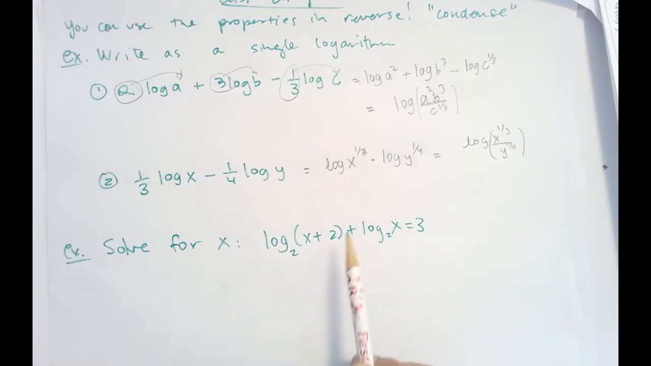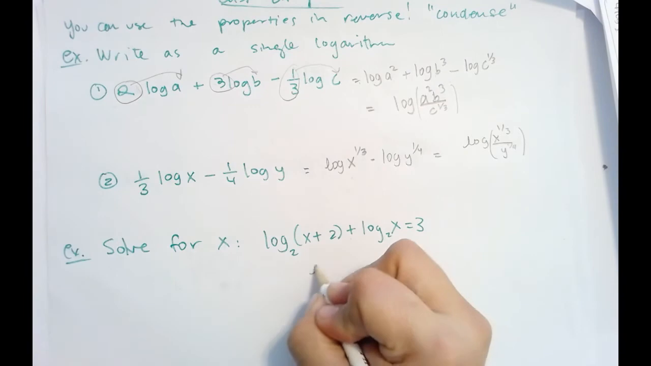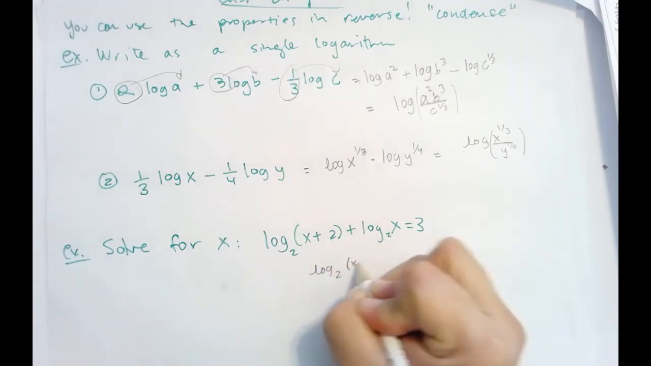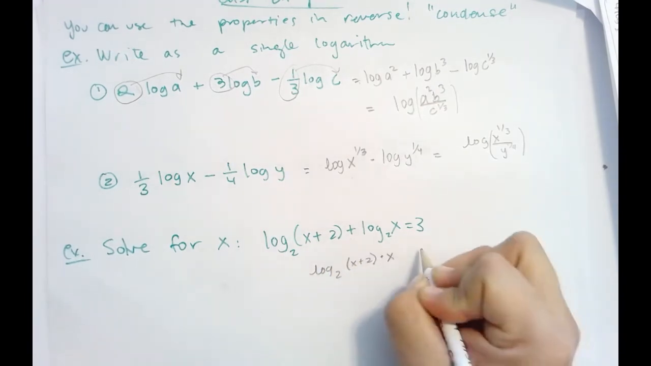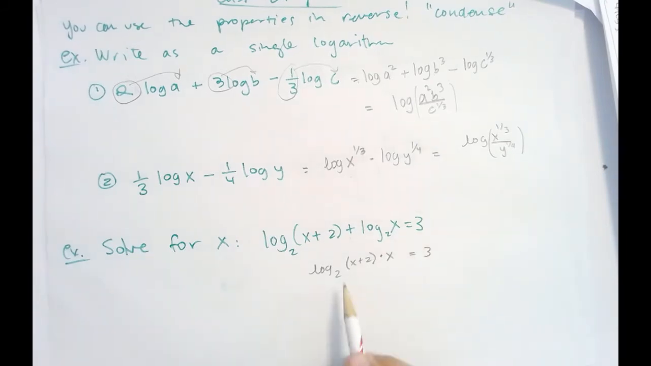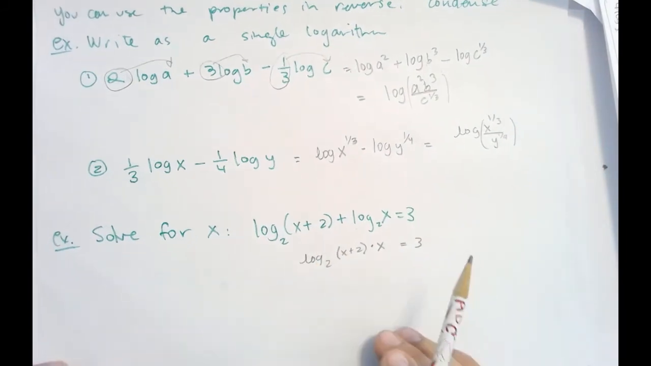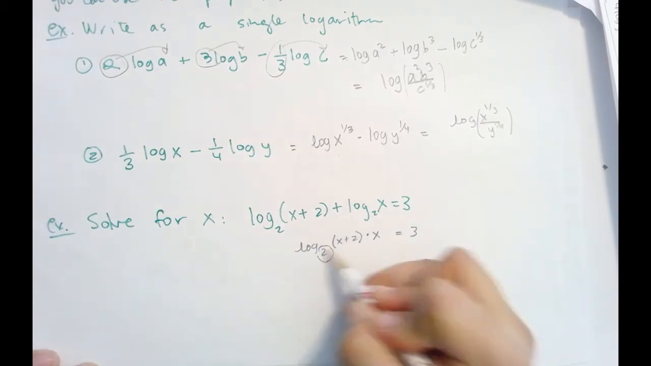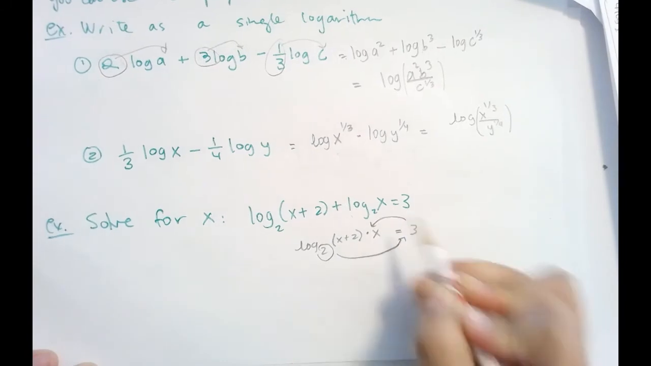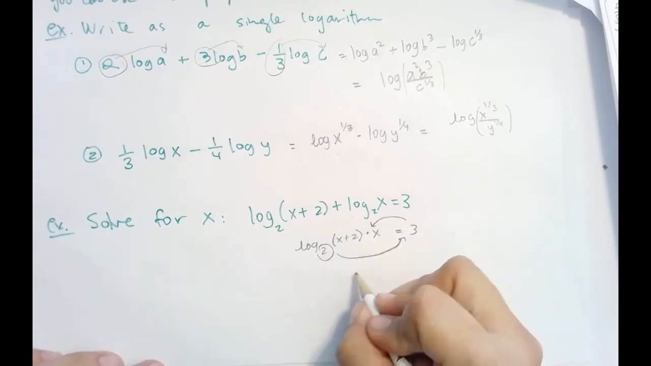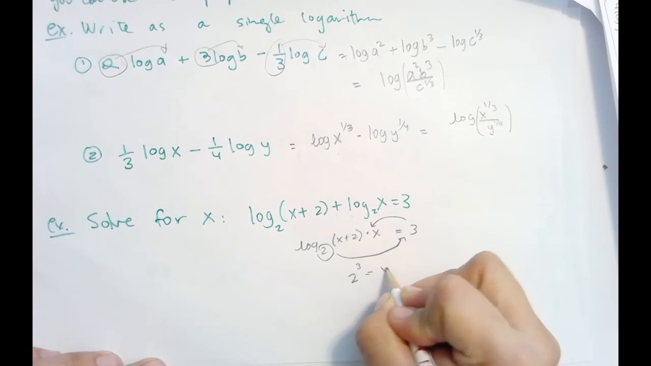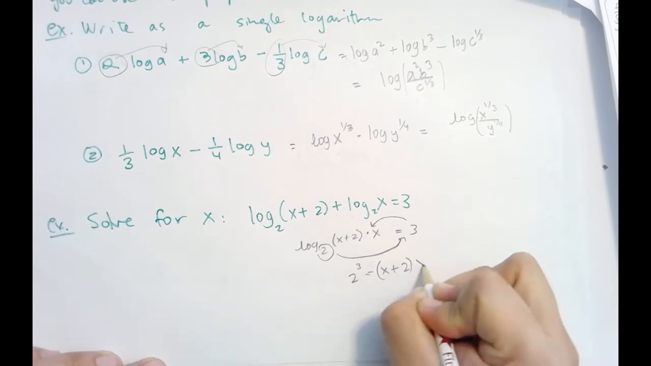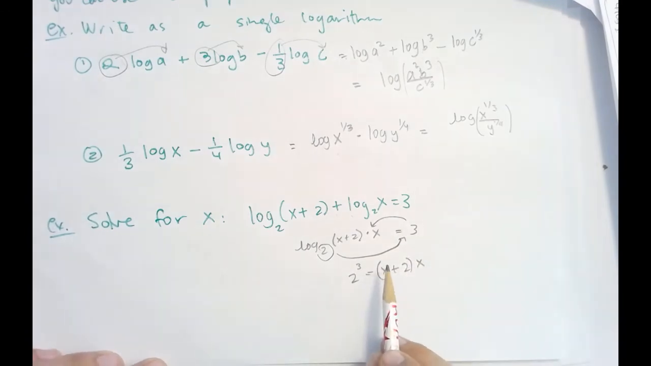And let's do that. Since this is a plus, we can rewrite this as log base 2 of x plus 2 times x, and that's equal to 3. So we condense this log. But now, how do we get x by itself? Well, if you recall from the beginning of 9.3, we can rewrite any logarithm in exponential form. So this is base 2 raised to the power 3 of this product. In other words, 2 cubed is equal to x plus 2 times x. Now look, we've eliminated the logarithm completely.